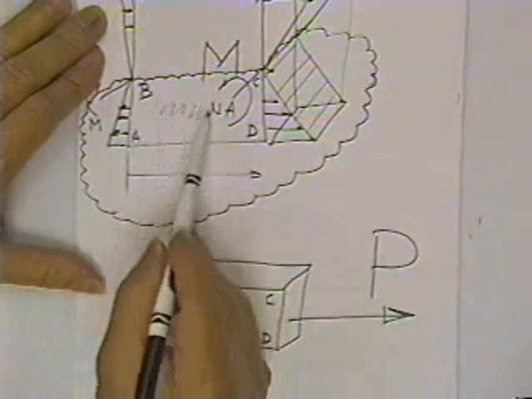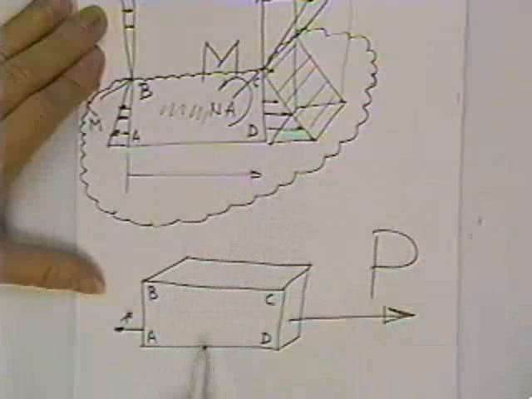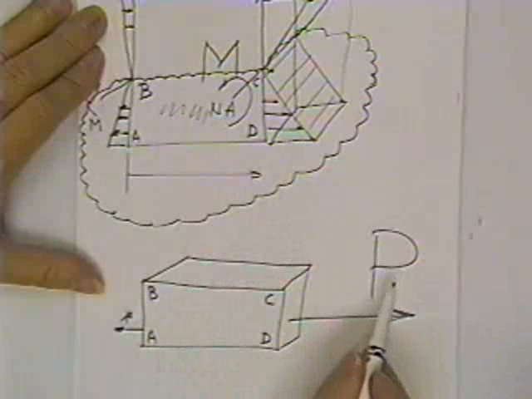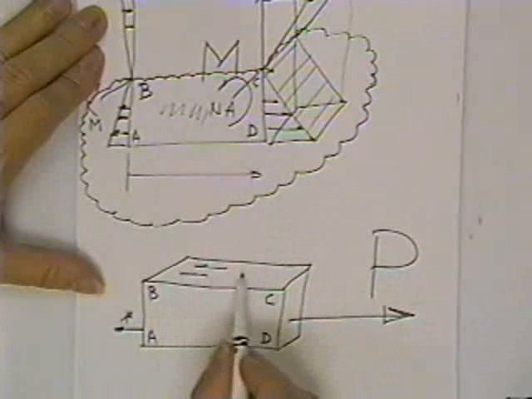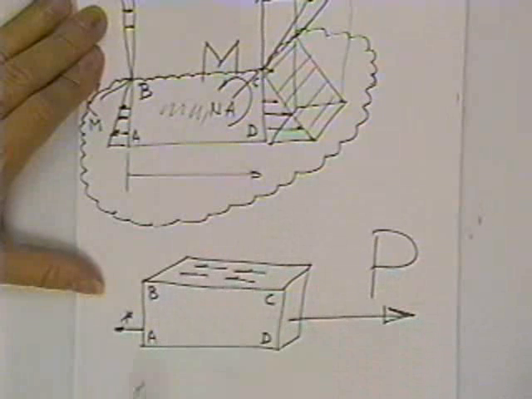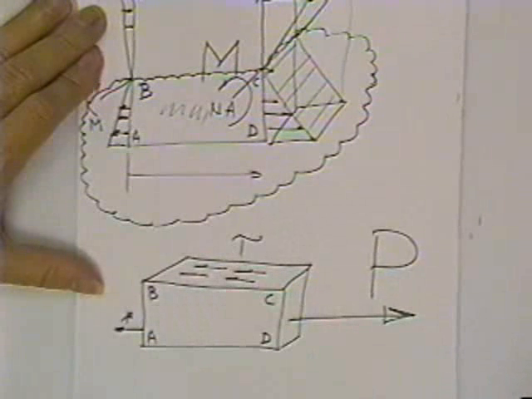He says, I don't think so. There's nothing in there but air. Nothing on the bottom but air. Nothing on the back side but air. The only way this force here can be resisted is if you have some shearing stresses like this. And that's where those shearing stresses come from.